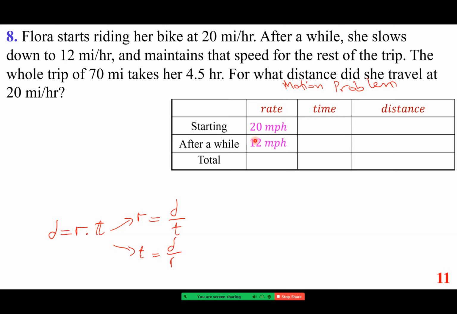Now, we continue reading. The point being, if you properly fill up this table, you can easily come up with the answer. And not only that, you can easily solve any motion problem. Come up with the table, fill it up. So we continue reading. It says the whole trip of 70 miles, distance, total, 70 miles.